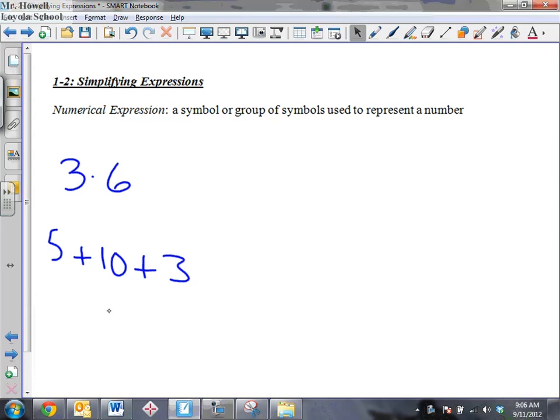So we already discussed numerical expression. Just to reiterate again, it's a symbol or group of symbols used to represent a number. It should be reviewed. These are the same expressions as you can see here. Both of them are identical, are 18.